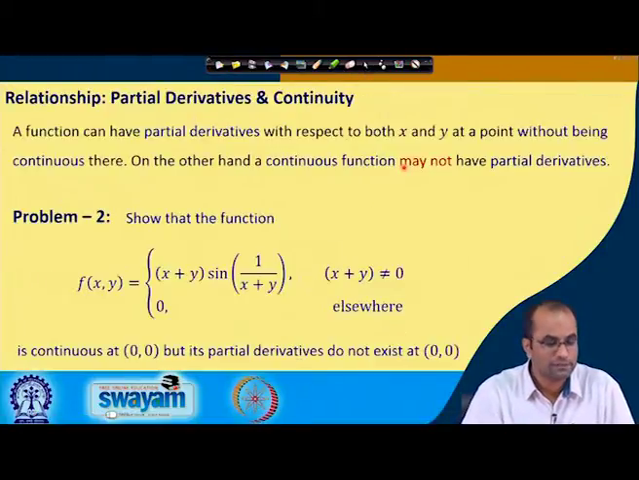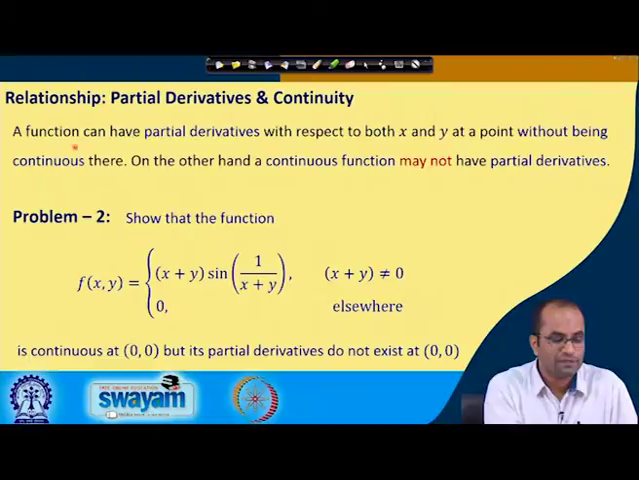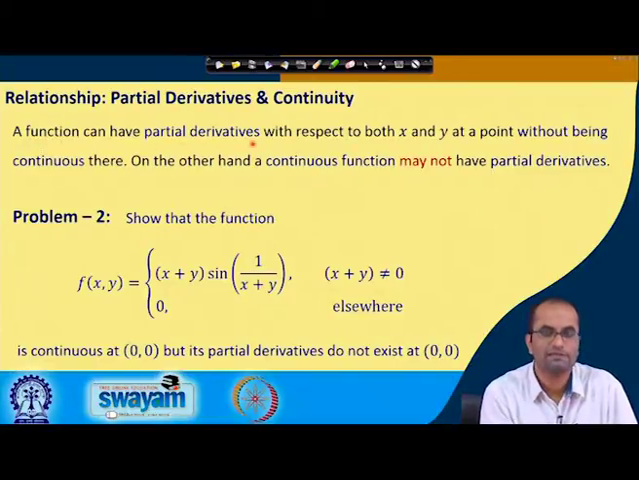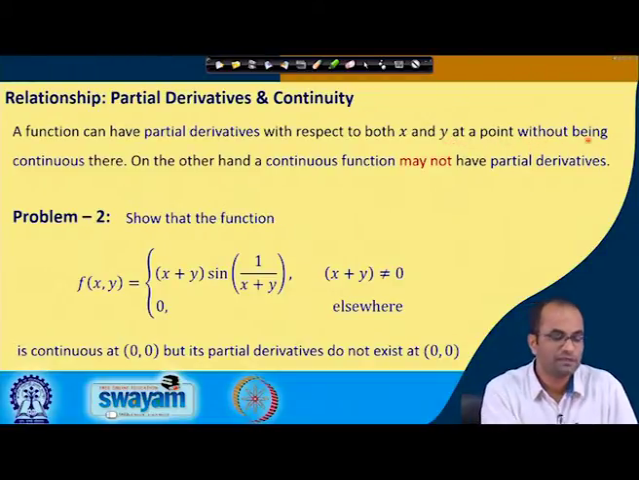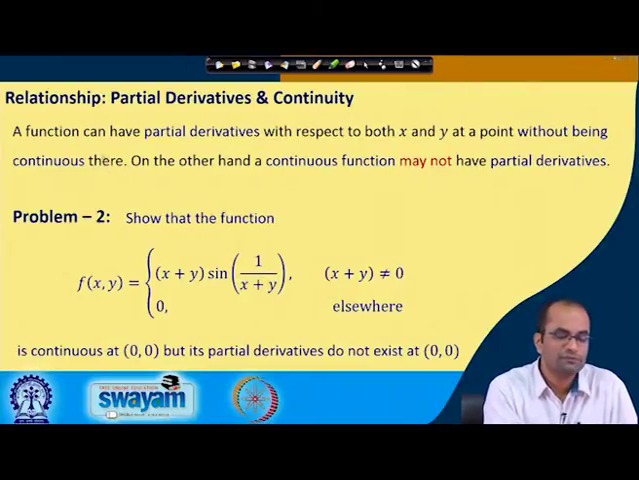Okay. So, what is the relationship between the partial derivatives and the continuity? We have already discussed limits and continuity in the previous lecture. If a function can have partial derivatives with respect to both x and y at a point without being continuous there, that is an interesting result. So we do not need continuity for the existence of partial derivatives in this case.